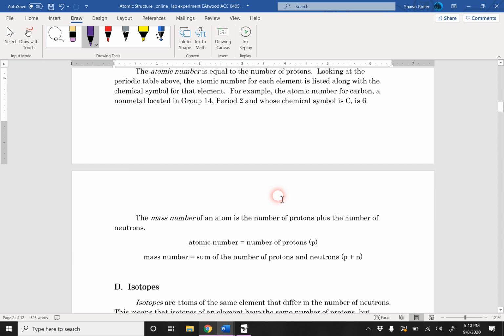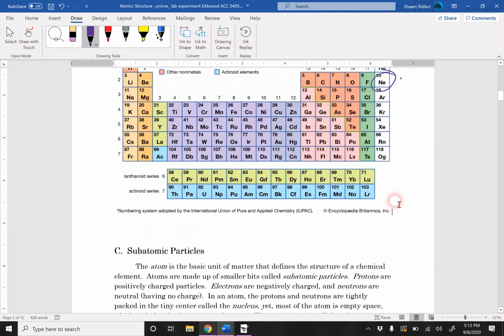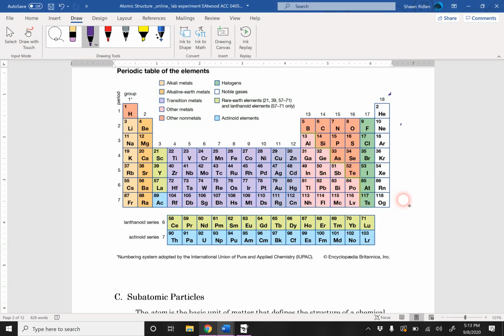Okay, so here we're going to be talking about things like the number of electrons, the number of protons, the number of neutrons. And one very important thing to know about the periodic table is that the atomic number is equal to the number of protons. The mass number is equal to the sum of the number of protons and neutrons. And remember that for a neutral element, the number of protons is also equal to the number of electrons. Okay, so with that information combined with the periodic table, so let's go back up to our periodic table, we can complete this chart. Okay, so let's take a look at the chart.